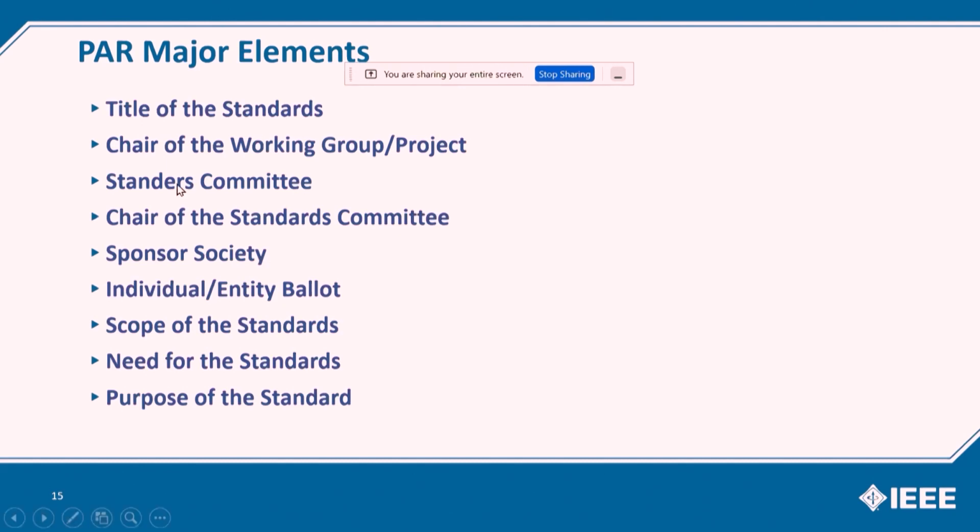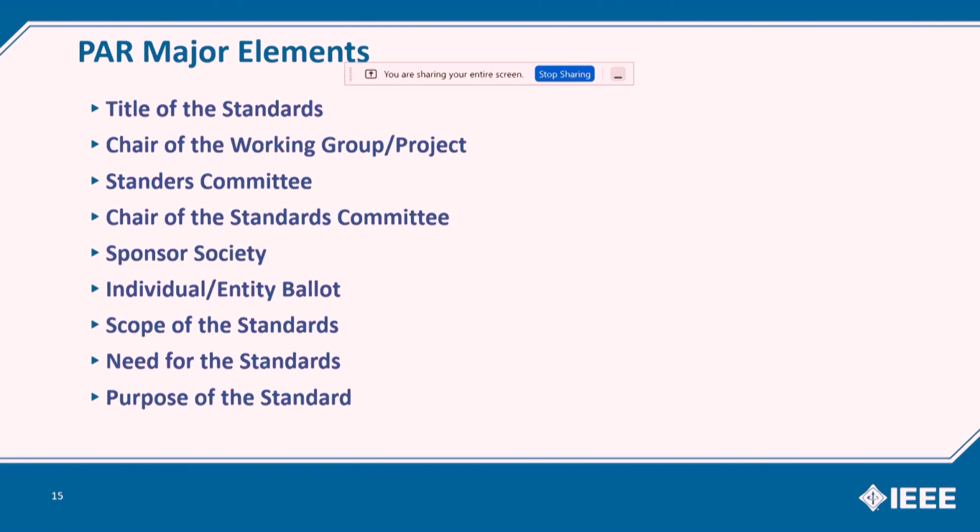Standards committee, sorry for the typo. We need to identify a standards committee, a standards committee with a proper scope. If we cannot identify it, we will do it later, but most of the time we know. Those of us who have been seasoned in IEEE SA know which society at least would have a standards committee for that.